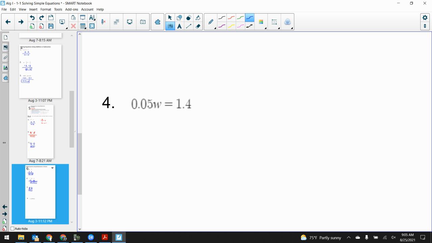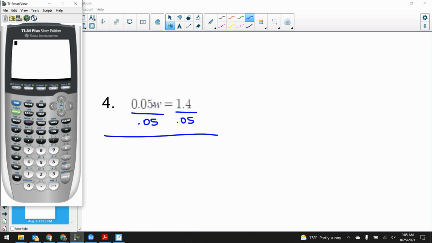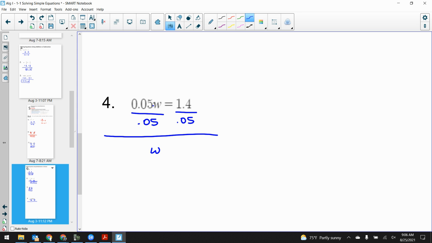Okay. 0.05 W is equal to 1.4. What solves for W here? It's already multiplied, right? So it's division. So we take 1.4 divided by 0.05. Let's see what that is. 1.4 divided by 0.05, and I get 28. That seems weird. I got a bigger number. That's odd. Actually, it's even, but that's weird, right?